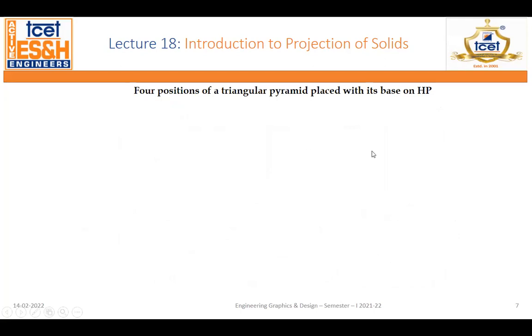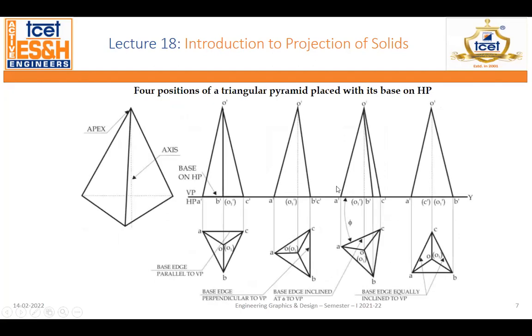Four position of a triangular pyramid. तो अभी हमने प्रिज्म देखा था, अब पिरामिड देख लेते हैं. Placed with it, so see once again the same procedure. Only वहाँ पे एपेक्स पे नहीं था, यहाँ पे सब एपेक्स पे कनेक्ट हो रहा है. ठीक है, ओनली सब यहाँ पे एपेक्स पे कनेक्ट हो रहा है.